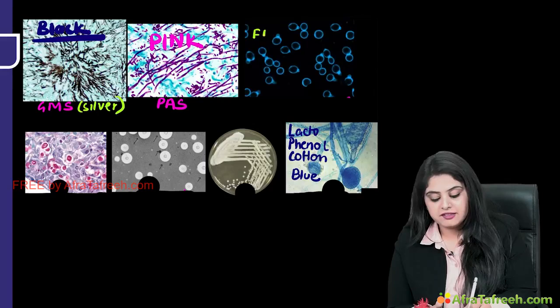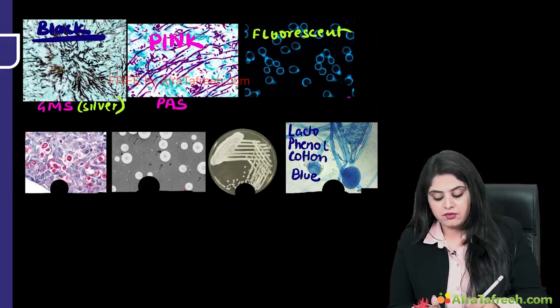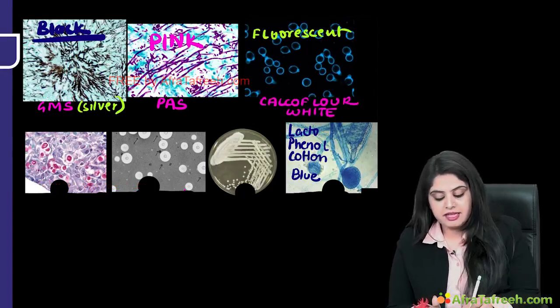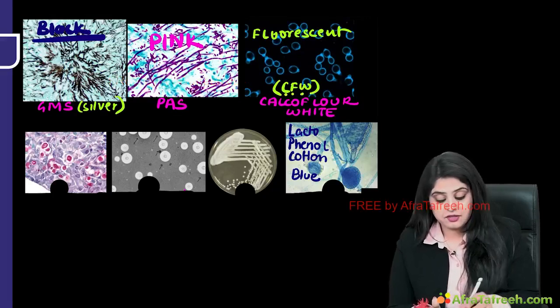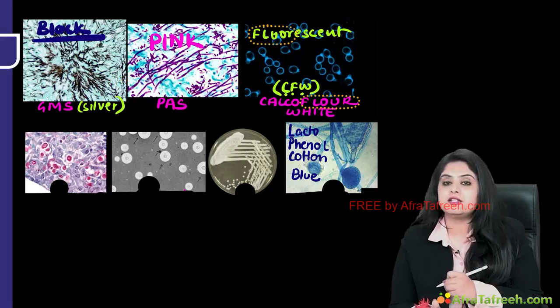Next we have, why has the fungus suddenly turned fluorescent? What is the fluorescent stain for fungus? That is the calcofluor white. Please note CFW. CFW means calcofluor white, and that has the word fluor in it. So you will know that yes, this is a fluorescent stain that you have.